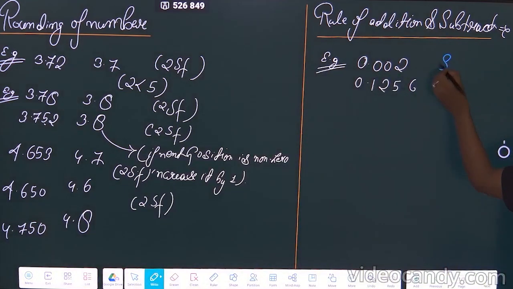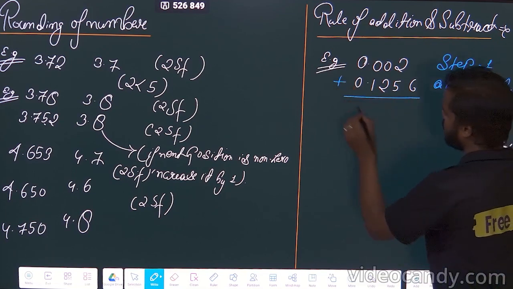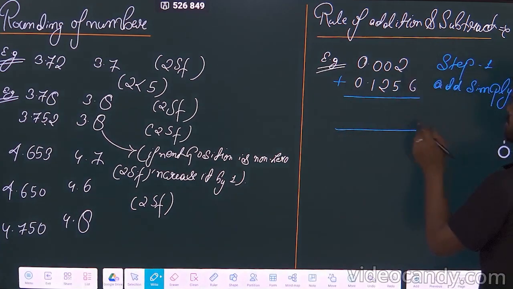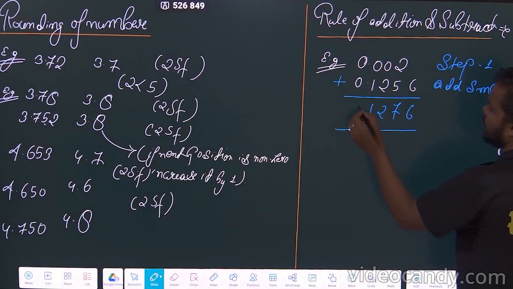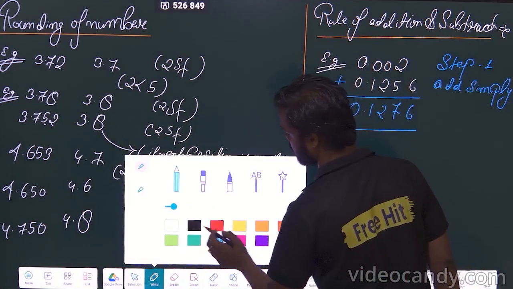Step 1: just add simply. So if you add, what will you get? Normal addition: this will be 6, this will be 7, now this is 2, this will be 1 and this will be 0. So 0.1276, this will be my value. Now what is the result? Is the answer this only? No, the answer is not correct. How to write the answer?